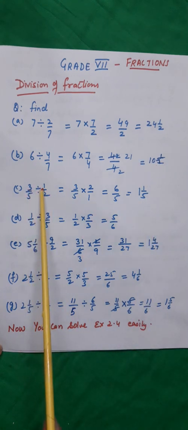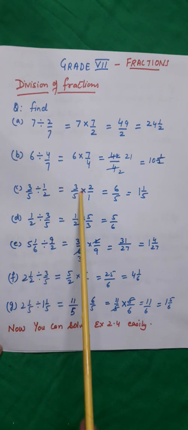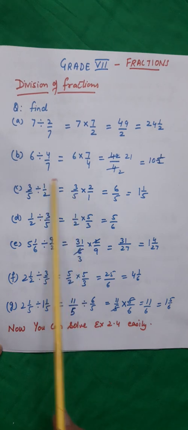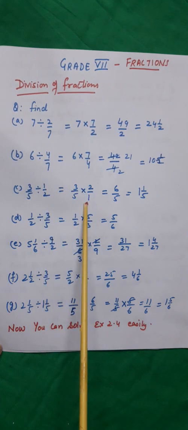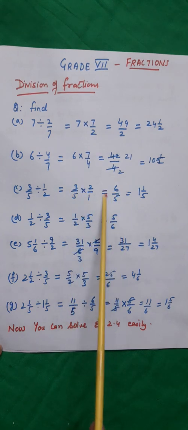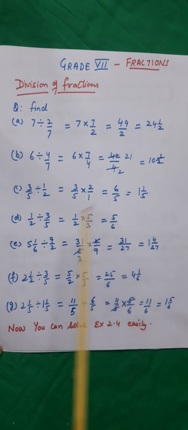3 upon 5 divided by 1 upon 2. This is equal to 3 upon 5 remains the same. Division changes to multiplication and 1 upon 2 will change to 2 upon 1. This is equal to 6 upon 5, which is again improper. So we convert it into a mixed fraction, which gives me 1 1 by 5.